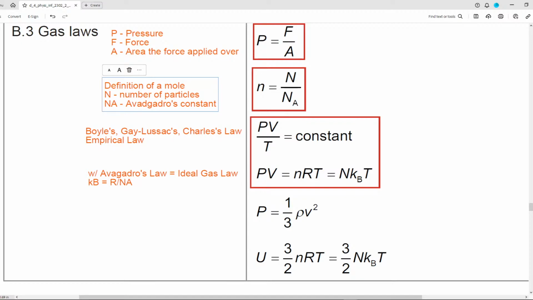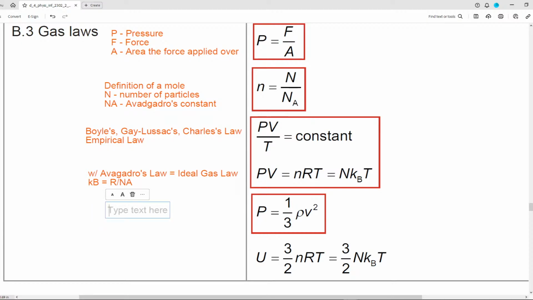we can actually calculate the following things. For example, the pressure and the internal energy of a system. For this one, this is pressure. Pressure can be calculated from its density and its root mean square speed. Be careful, this is a root mean square speed. I'll write it down.